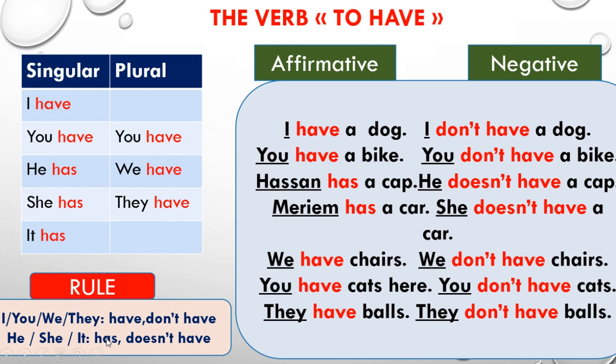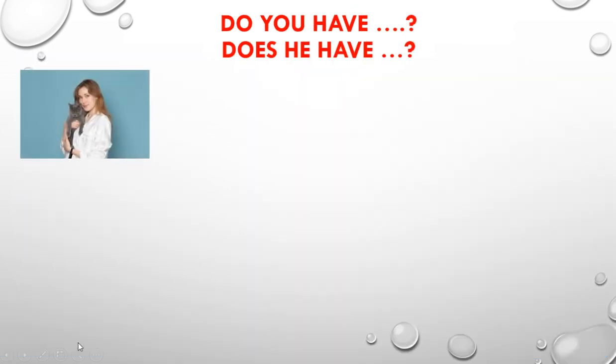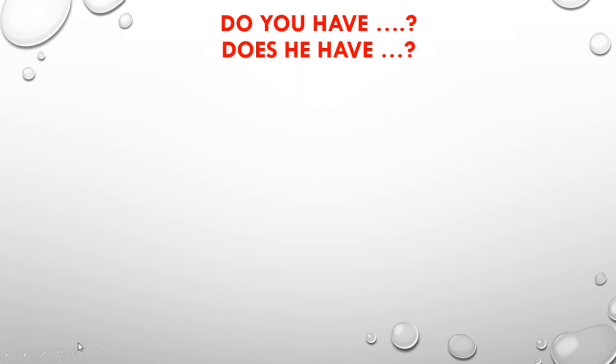We use has and doesn't have with the subject pronouns he, she, and it. Okay, so this is it. Very simple, very easy to remember. Now let's see the questions. Now how you can ask a question with the verb to have. So simply you say, do you have, if it's you, or does he have or does she have. Okay, if you talk about a person, he or she, a boy or a girl, a man or a woman.